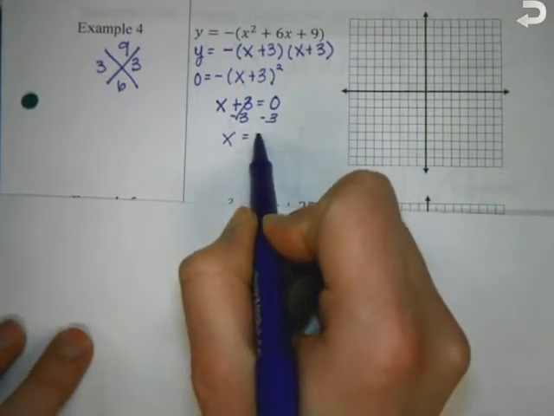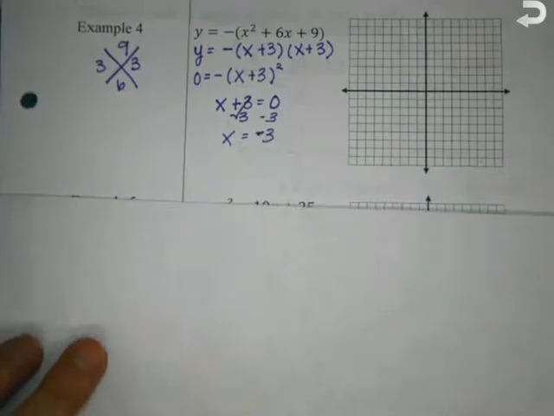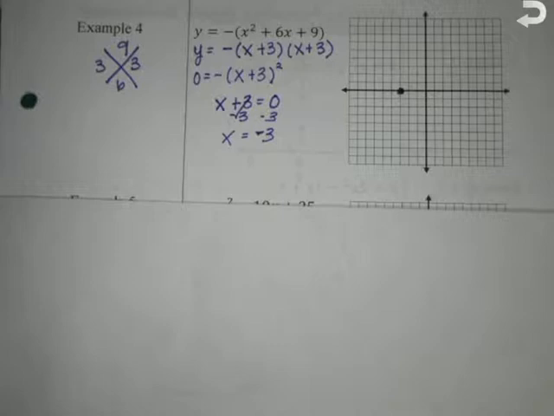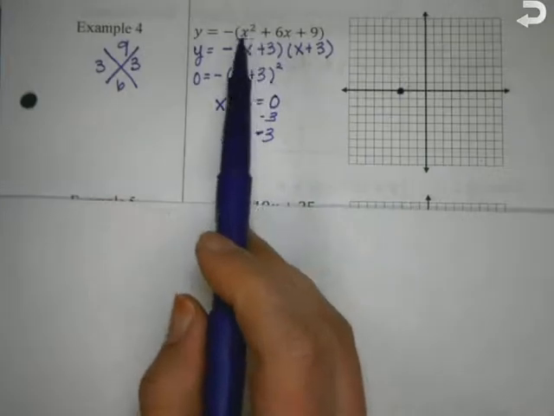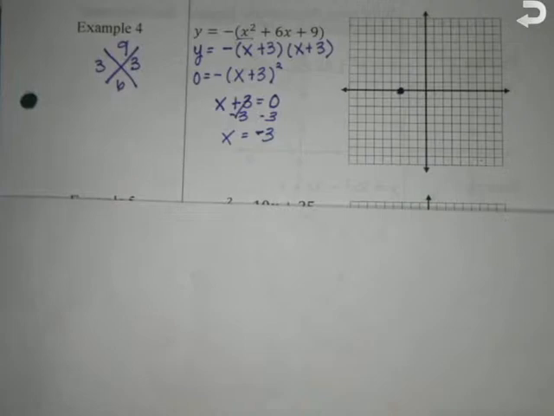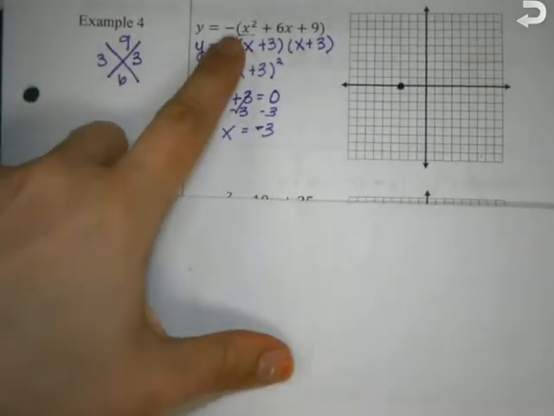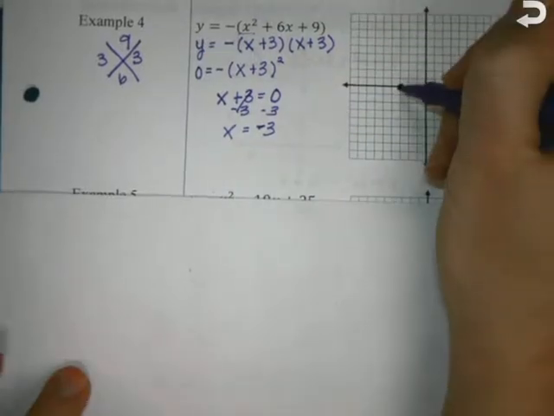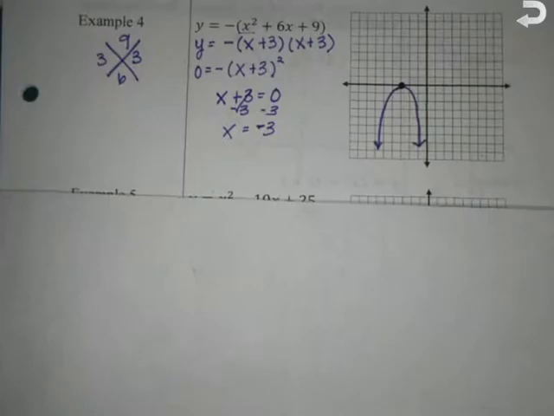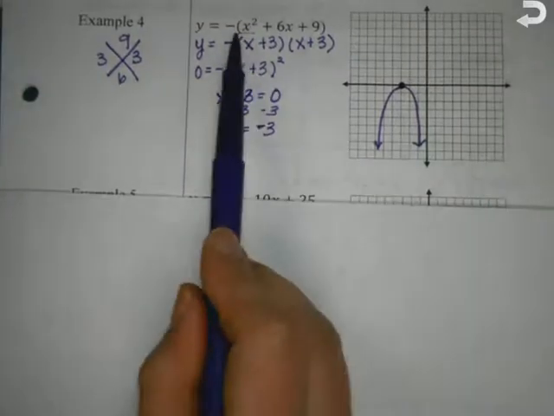How many times does this graph touch the x-axis? Just once. Is it still a parabola? It is, because it still has an x squared. The only thing this is saying is that it touches the x-axis once. Is this one opening up or down? Down. So this one point is actually just the tip of the parabola. It's still a parabola because it's an x squared, it's just only touching the x-axis once.